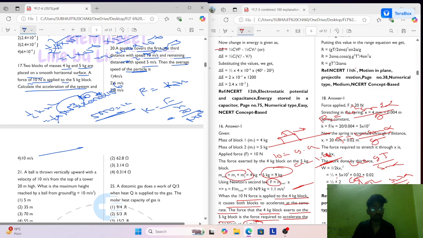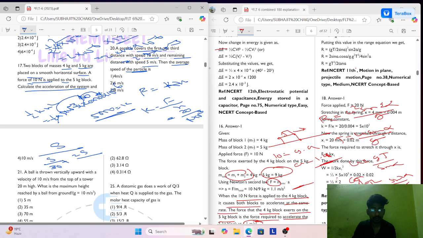Total distance is s, divided by the total time. One-third means s by 3, right? s by 30 it will be. Another will be equal to 2s by 15. s will cancel out. 1 divided by 450 plus 45. So therefore 450 divided by 45 means 10 meter per second will be our answer here.